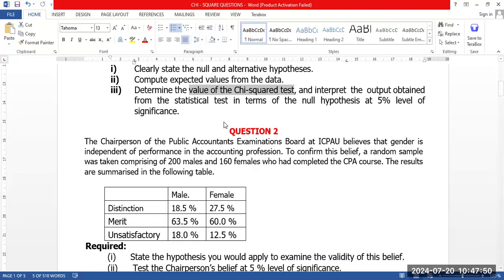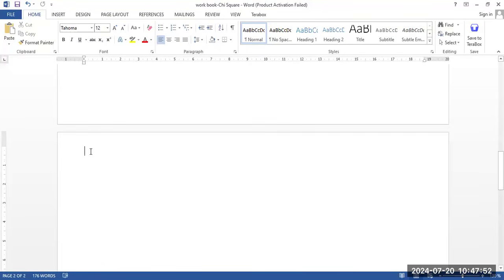And when you're getting the computed value, Roman 3, we need the value of the chi-squared test. This is like the computed value of x squared.